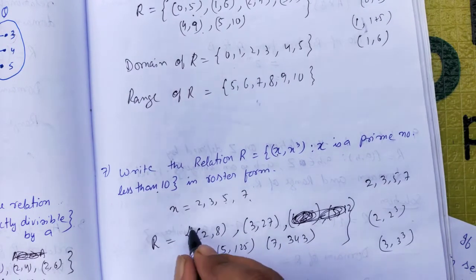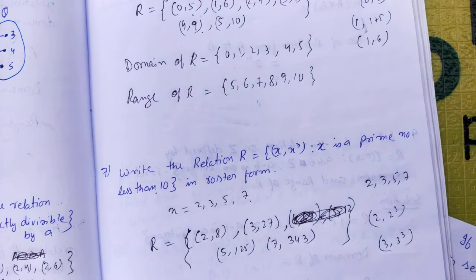So this is a relation, okay. You have to write in roster form. We got in roster form, so that's the answer. Let's go to next question.